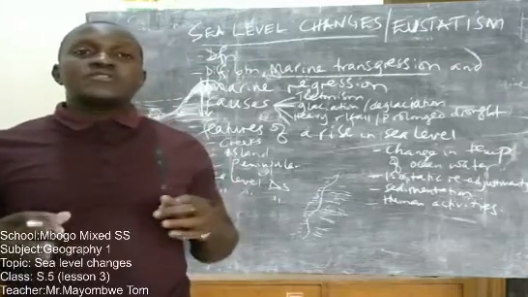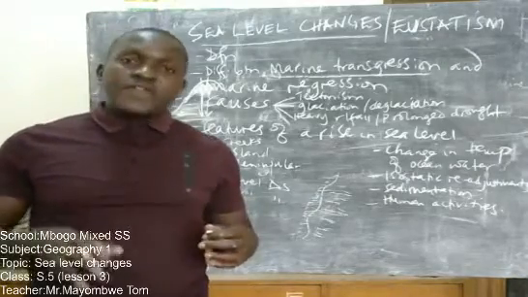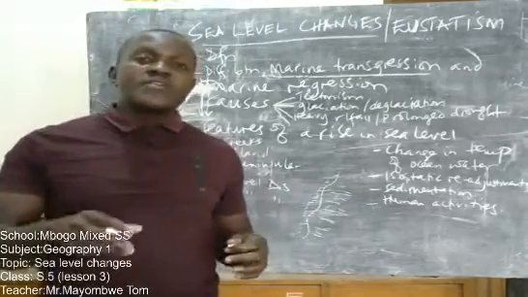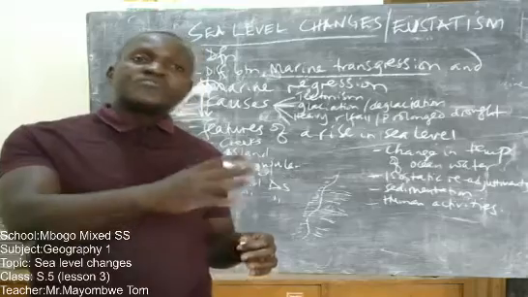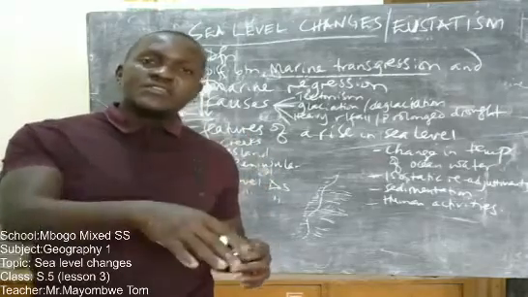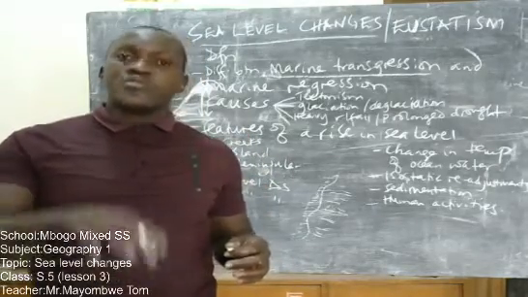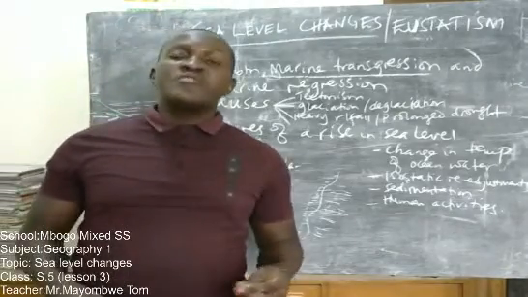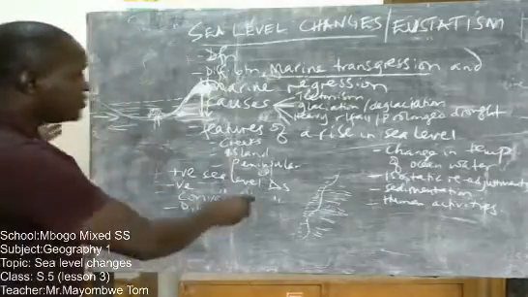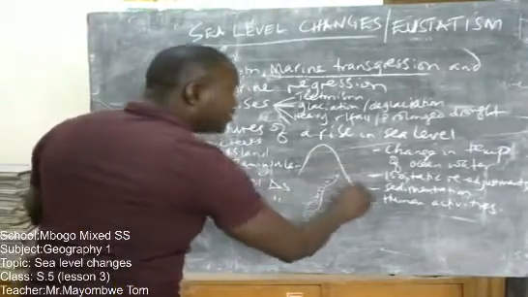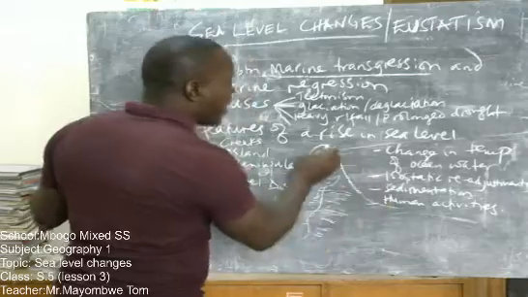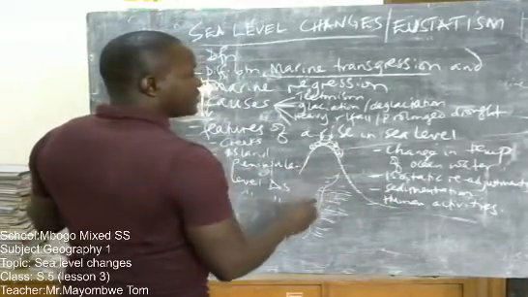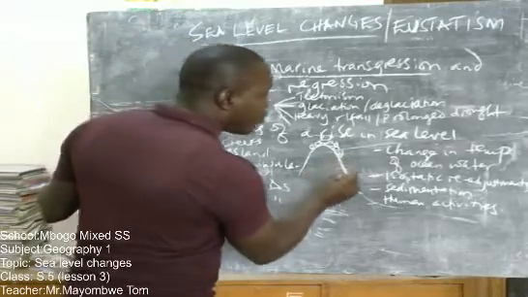So because water is in the form of ice, it reduces the volume of water which is carried by the rivers and streams into the oceans and seas, which brings about a fall in the sea level. You all know that there are some rivers that originate from mountains. So if you have this as a mountain, and then here there are glaciers, there are rivers that are flowing from this mountain.